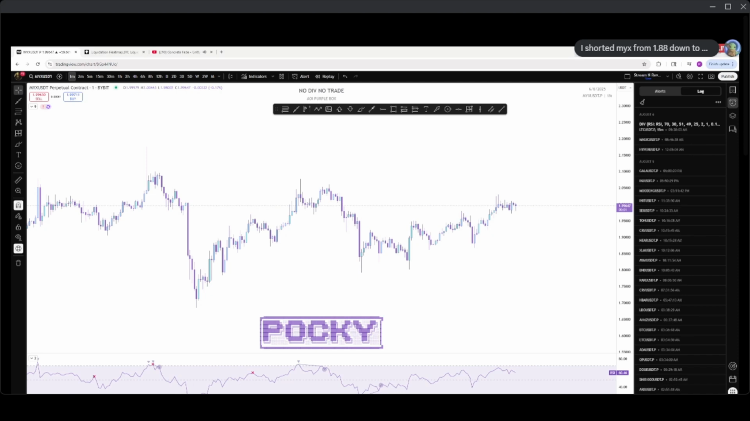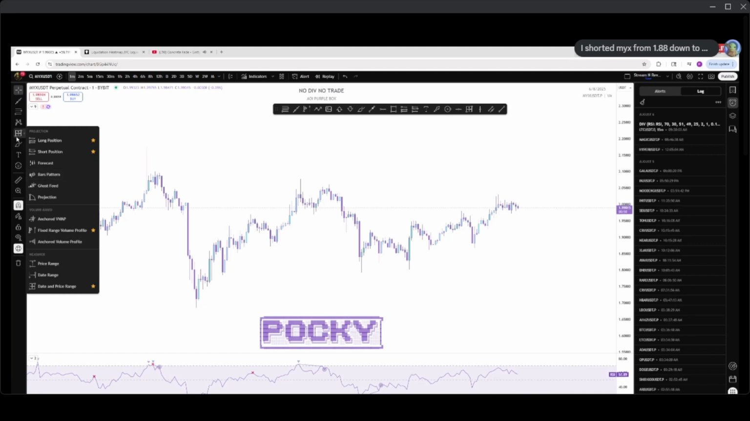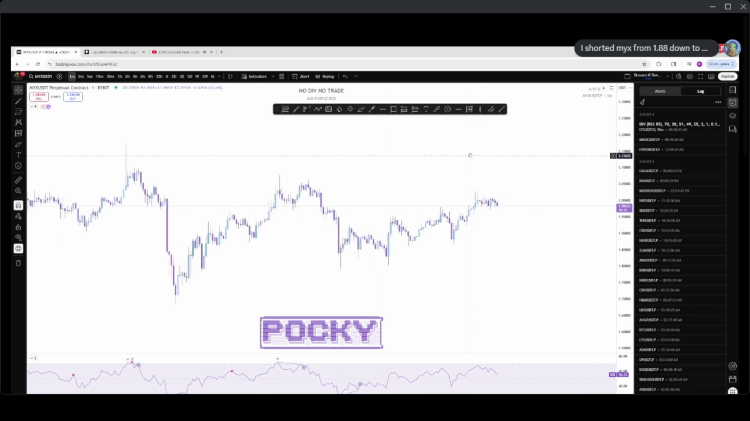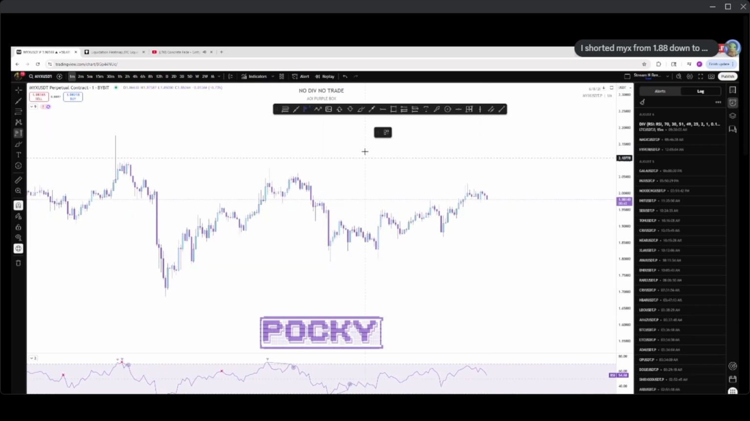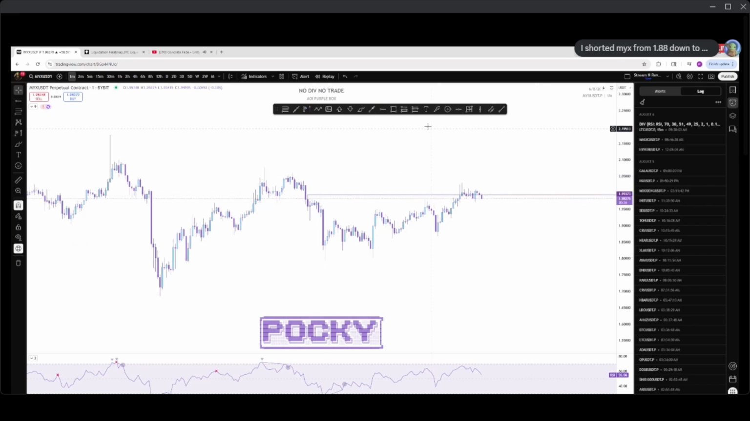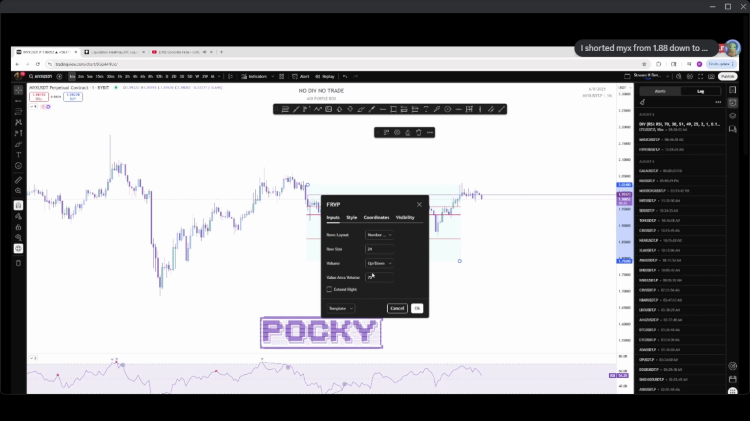Pocky, what was the tool you used to draw? Oh, it is fixed range volume profile. I believe it is right here. So it's in your projection, fixed range volume profile, right there. And I don't think I changed that much. Hold on, let me check. I'm gonna pull my settings for you real quick. I don't think I did much, to be honest with you. This should be default, I believe, 2470.